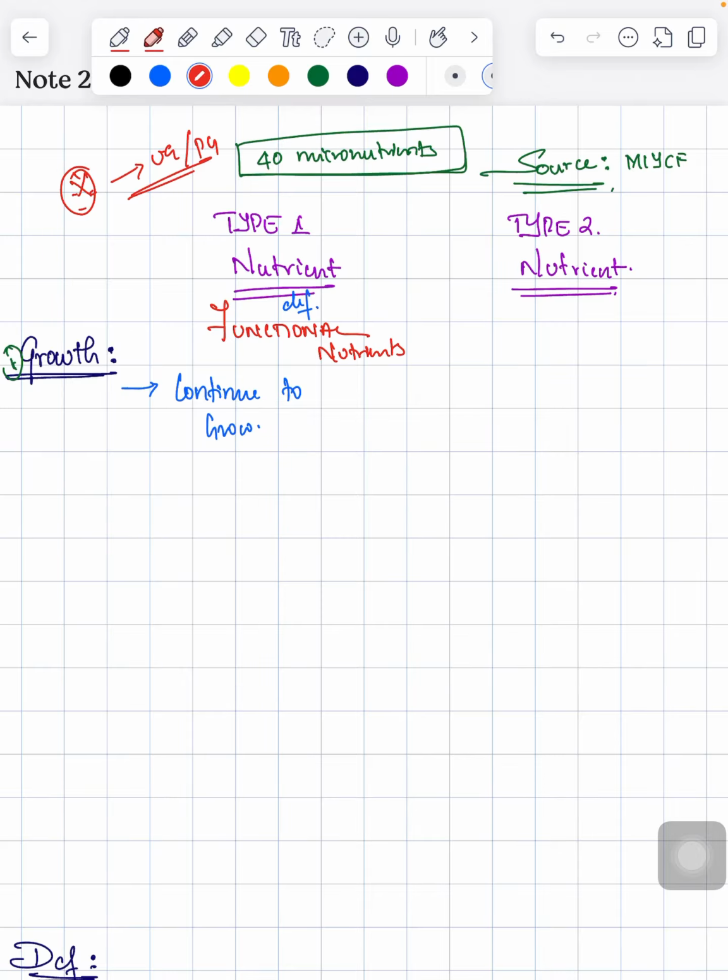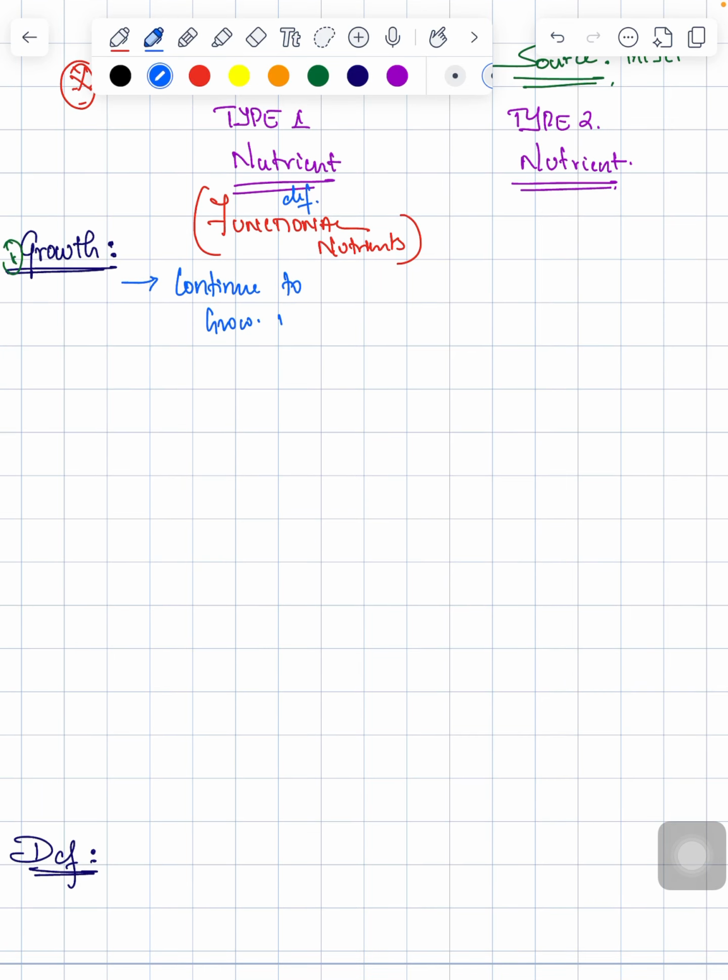If there is an iron deficiency, the child will continue to grow in the early stage of deficiency. The body will consume the body stores. There will be body stores of iron, so the child will have iron stores, and the body will use the stores first. Only when the stores are deficient will the child go into growth failure. So the baby will continue to grow and the body will consume its body stores, and then there will be a reduction in the bodily functions that depend upon the deficient nutrient.